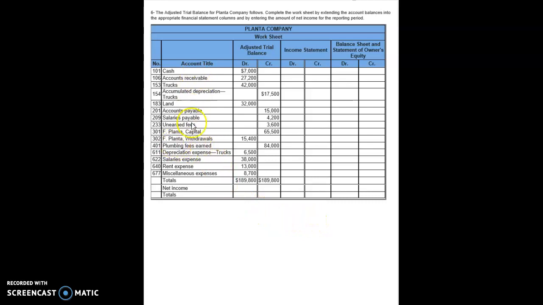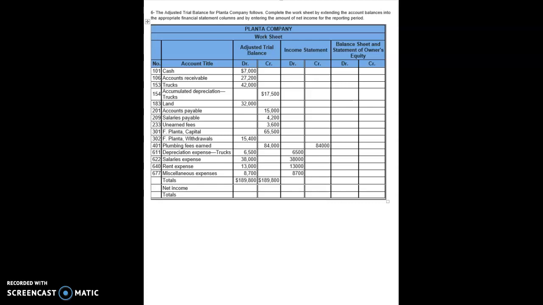So we have our revenue accounts. The first one is plumbing fees earned. So all we're doing is bringing that balance over into the correct column. If it has a credit balance, we're bringing it into the credit column. Then we're going to look for our expenses. We have 4 expenses here: depreciation, salaries, rent, and miscellaneous. We're going to bring their balances over. So in this column, there's no calculations we're doing. We're just literally bringing the balances over into the appropriate columns. So we have $13,000 in rent expense, and we have miscellaneous expenses of $8,700.